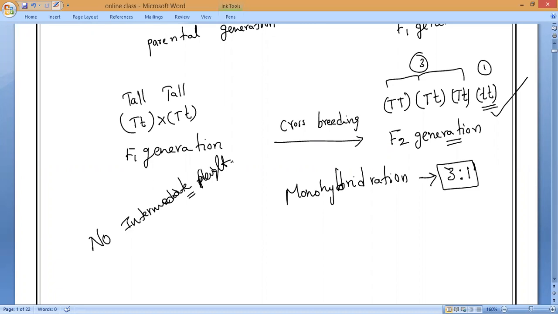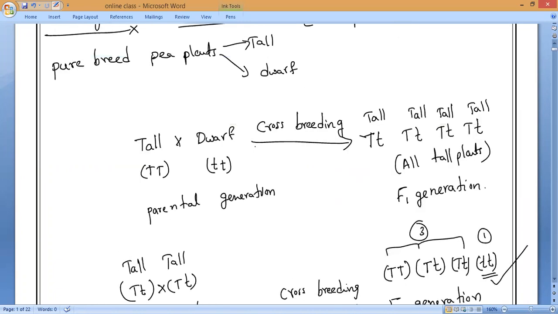But if you notice, F1 generation, all are tall plants only. So that is why tallness has been called a dominant gene. And the next one, dwarfness, what gene do we call it? It is called a recessive trait or recessive character.